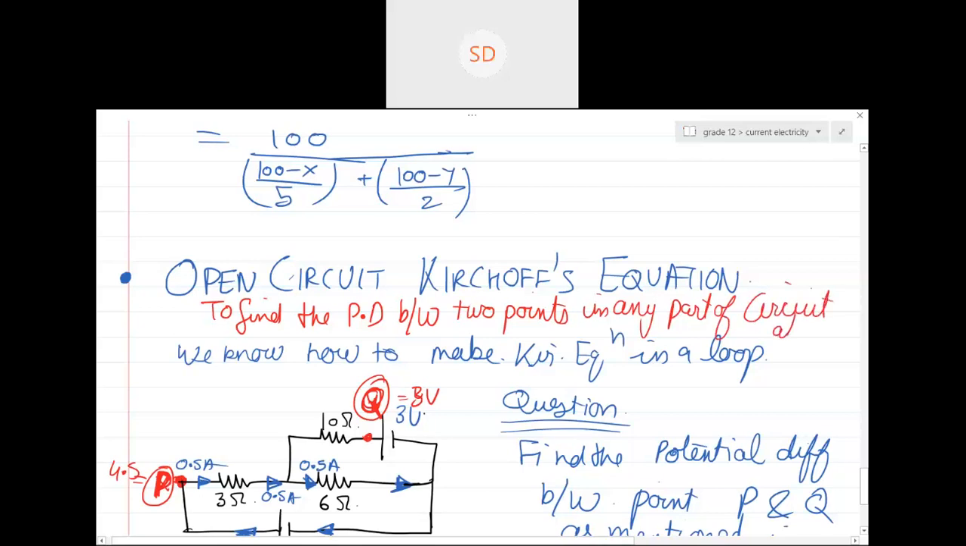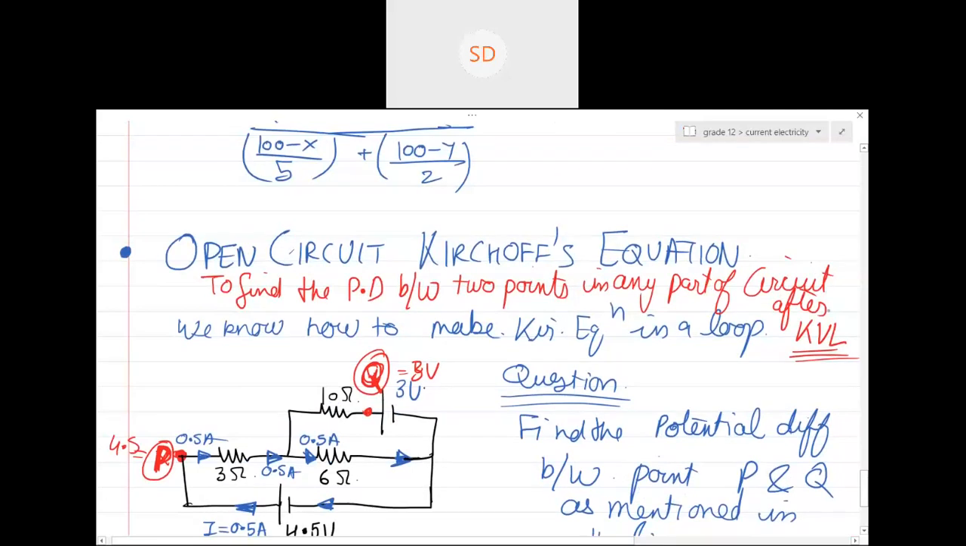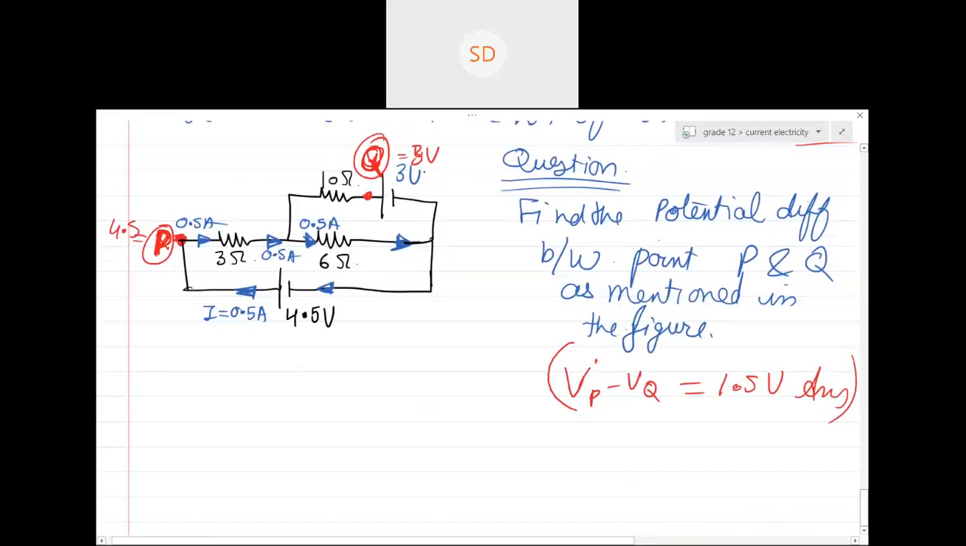But the only condition is you need to do KVL first. You need to apply the KVL law to find the current in every direction, and after doing the KVL, you will analyze between these two points. So now see guys over here. You are going from P to Q, right? So it will go like this, and then we'll go up, and then we'll move to the point. Okay, this is how we'll do it. So let's start at point P.